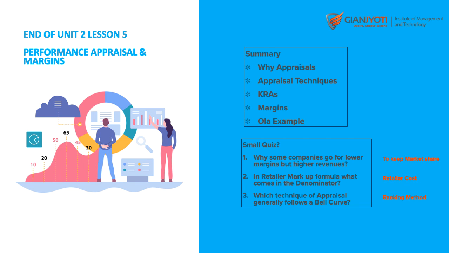Please check the answers. First one, companies go for lower margins but higher revenues to keep their market share. In the retailer markup formula, what comes in the denominator? It is the retailer cost. Which technique of appraisal follows a bell curve? It is the ranking method.